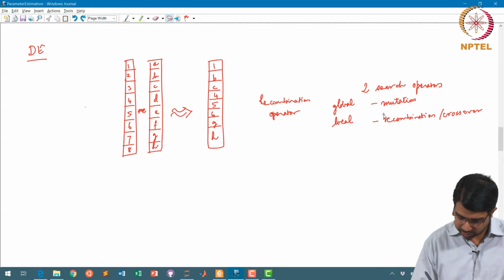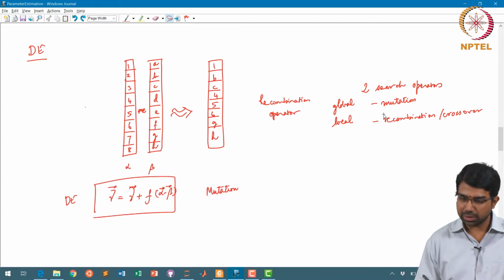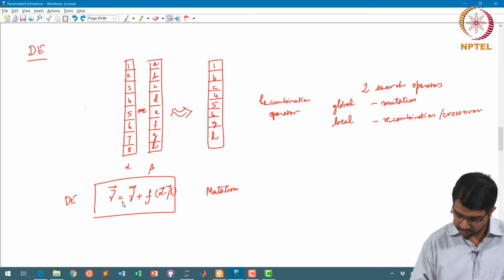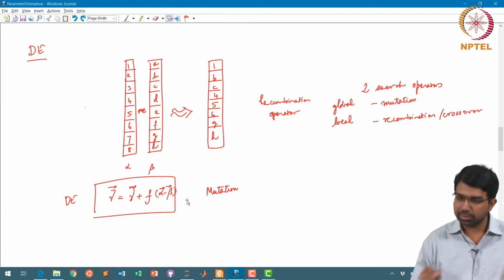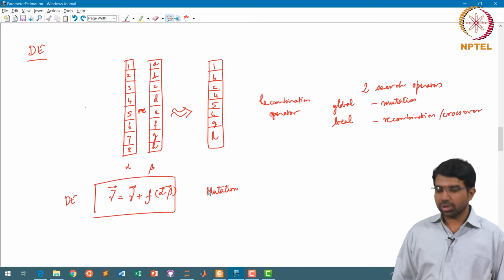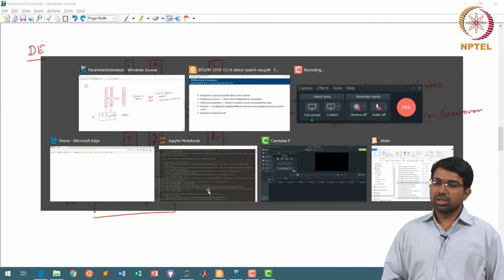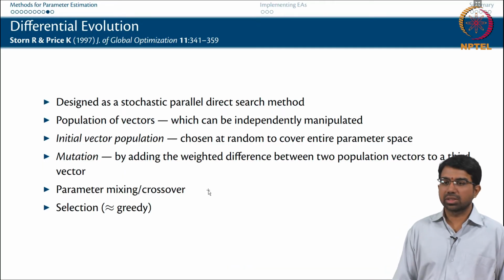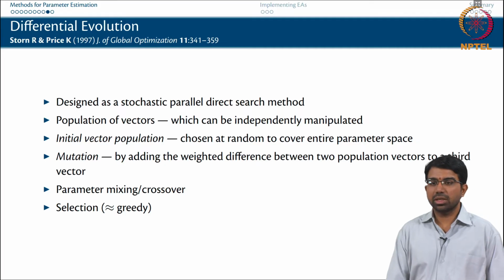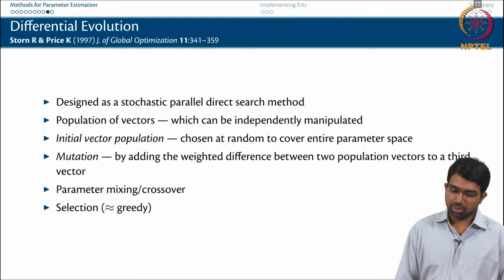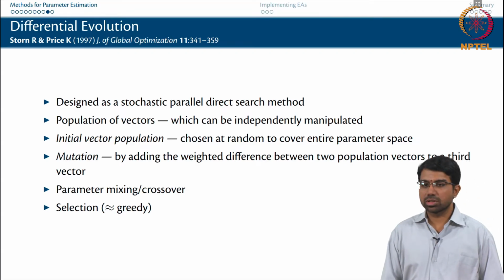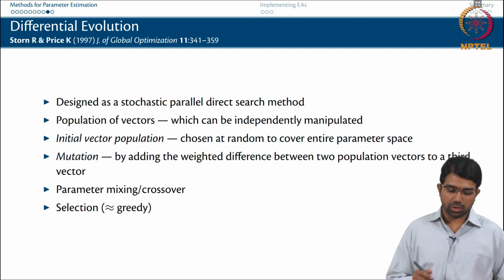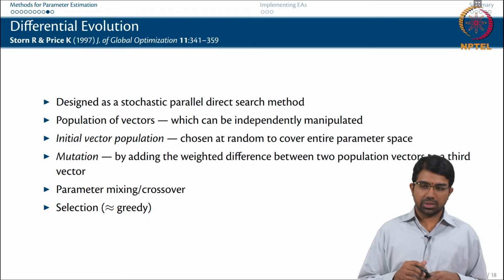So let us call this vector alpha, this vector beta. So you will say gamma is gamma plus some fraction into alpha minus beta. How do you do selection? You can again use several strategies. The usual recommended selection procedure here is greedy. So you try to select more of the best solutions or pick the top k solutions and move on. Right? This was the original differential evolution that was proposed by Storn and Price in 1997.